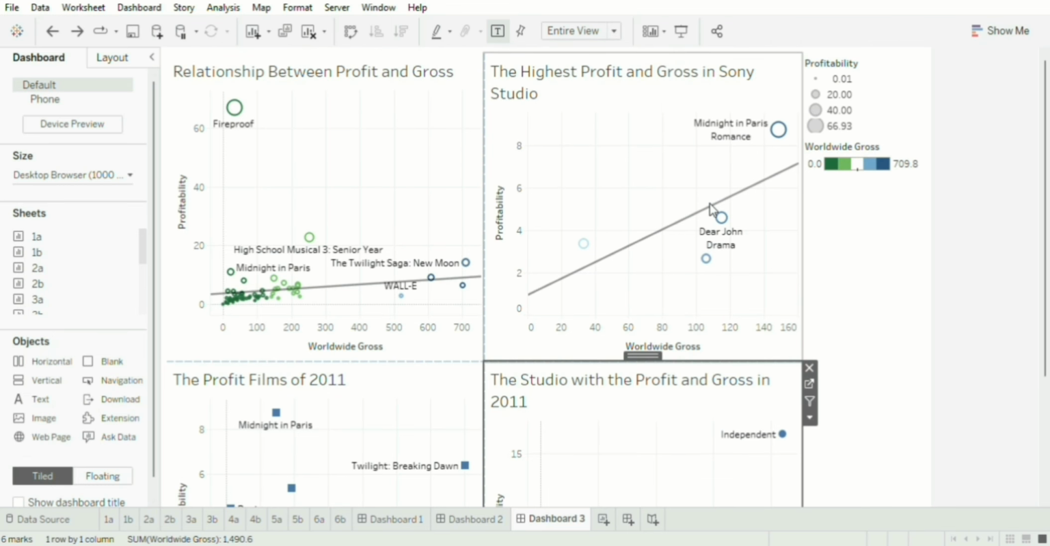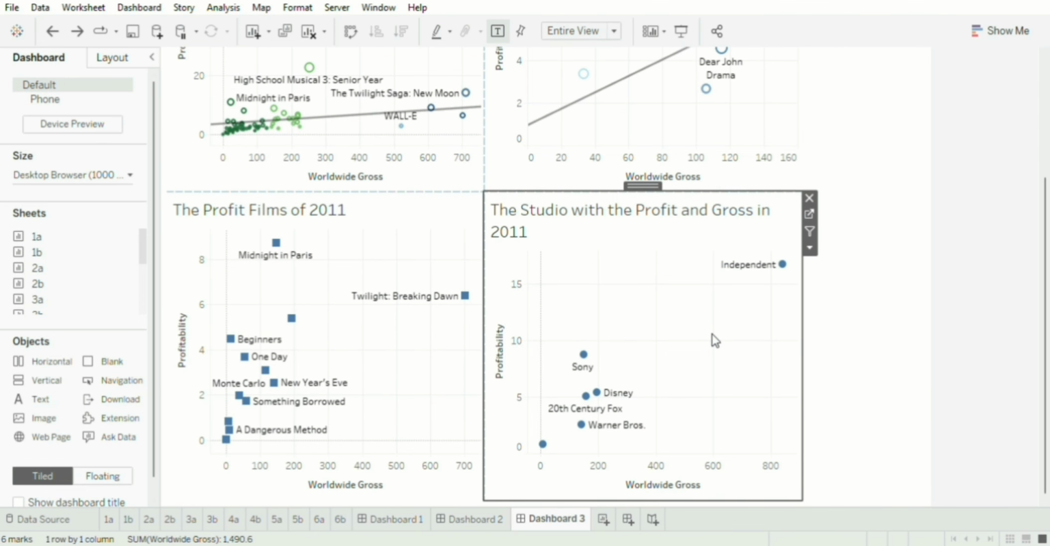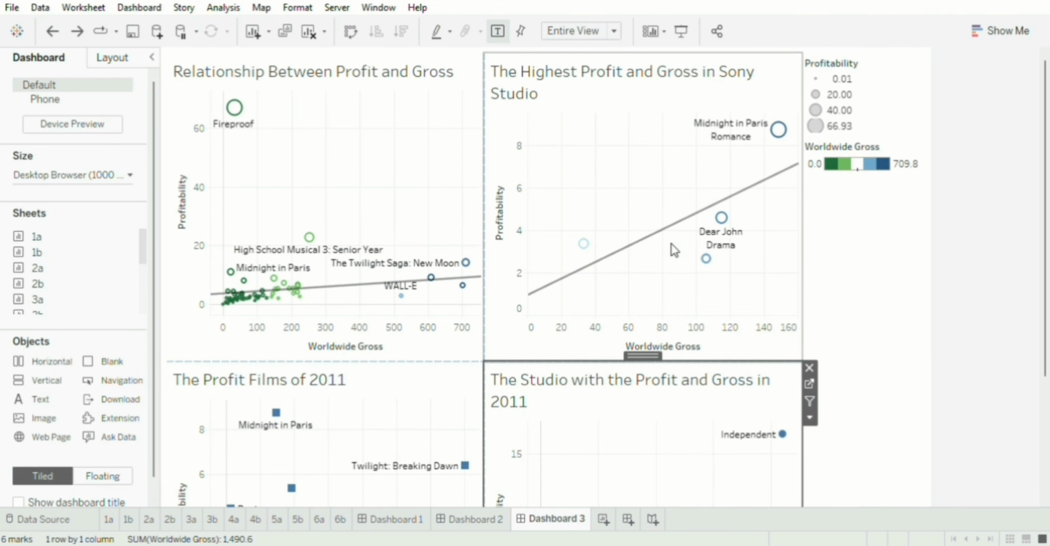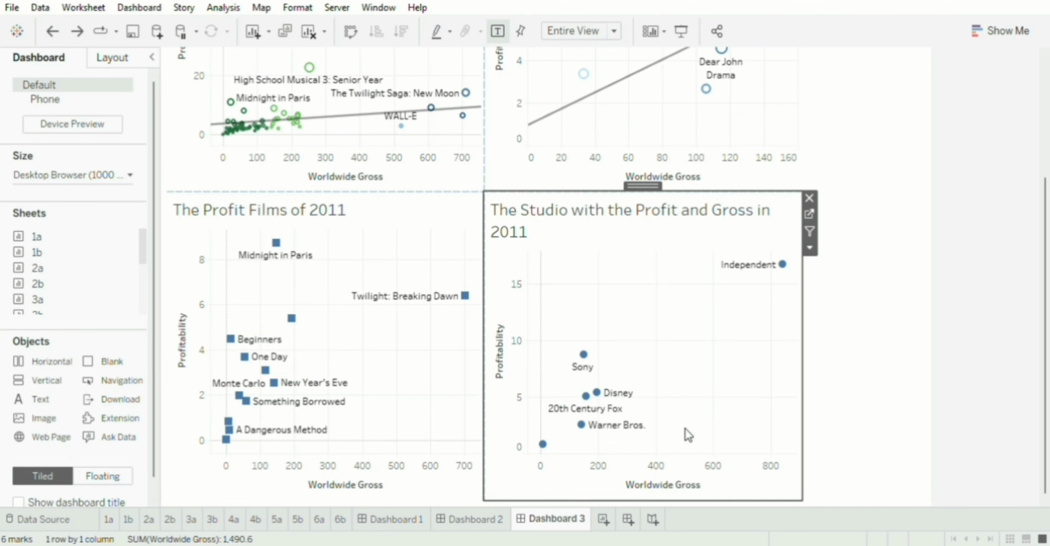So as an investor, I would choose a film similar to Midnight in Paris with the romance genre, but I would change it to be made in the independent studio, because we know that this studio has high profit and high worldwide growth. Maybe if we can make a romance similar to Midnight in Paris, with our own value and uniqueness, we can have the chance to get the highest profit and worldwide growth.